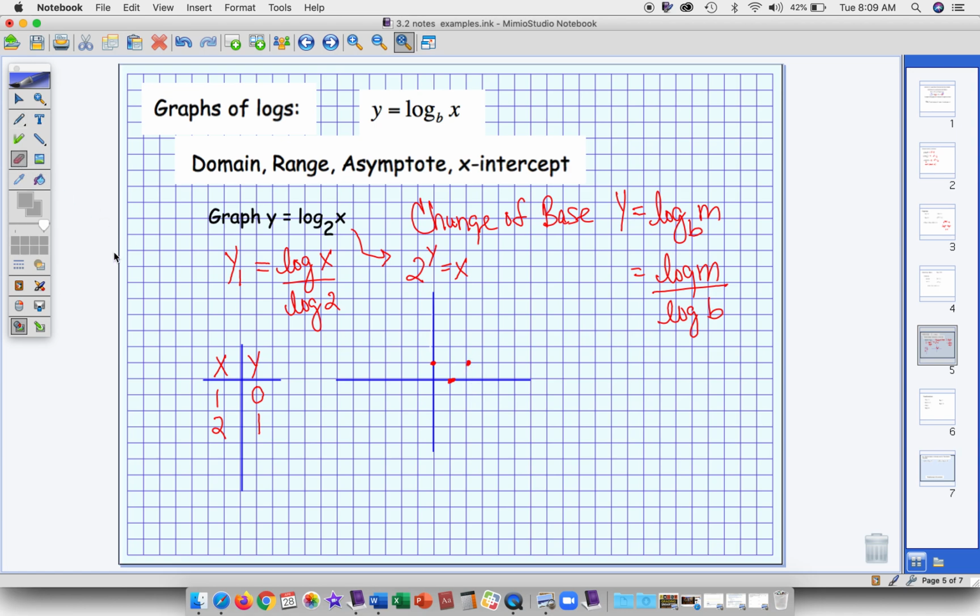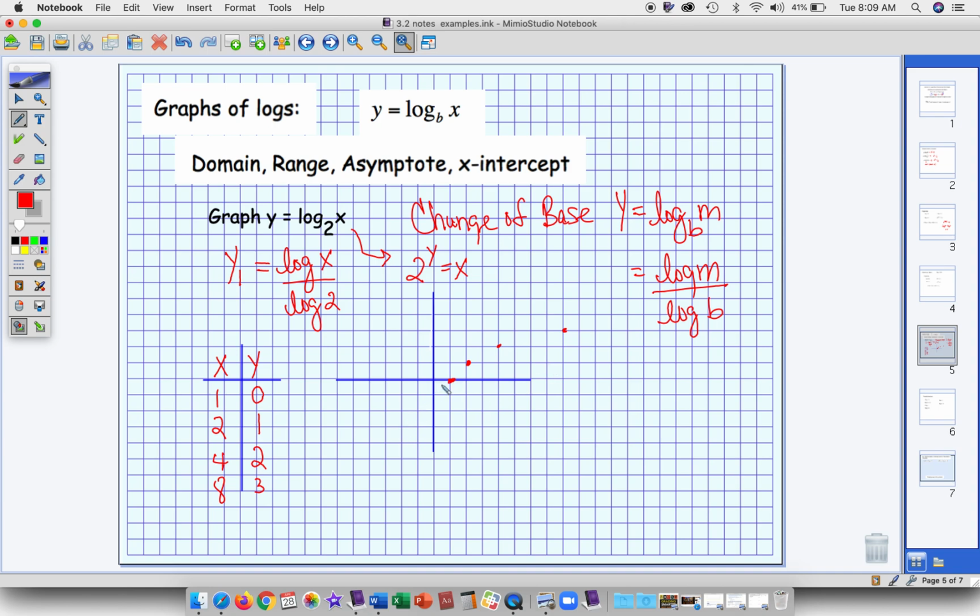Let me take this other one out of here so we don't get confused. That was from the exponential. And then if I plug in 2, 2 squared is 4, so x is 4. So if I go out 1, 3, 4, I'm up to 2. And then if I do 3, that would be 8. So 1, 2, 3, 4, I'm up to 3.